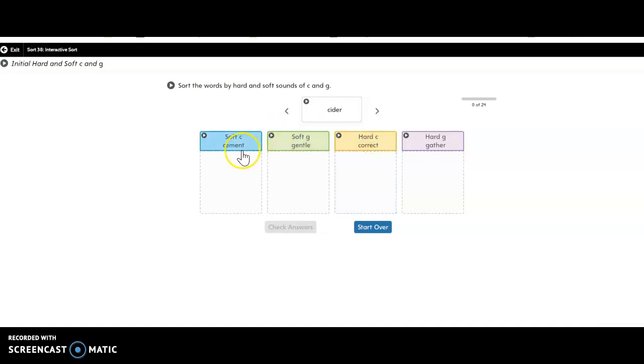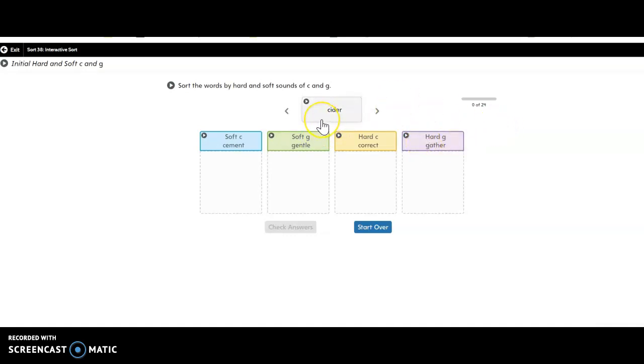Then we have the soft G, J, as in gentle. Again, that may sound to our ears like a J sound, but in all these words, that soft G is the initial letter. Then we have the hard C words, as in correct. Contrast that with cement. Both of these groups start with the same letter. Same with the hard G, gather. Same initial letter as gentle, but a different sound. All right, let's get started.